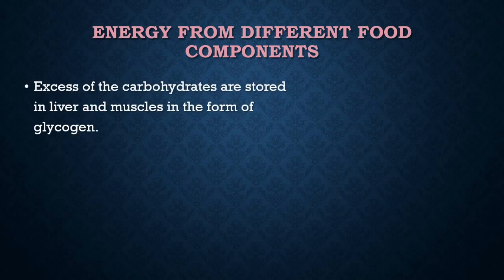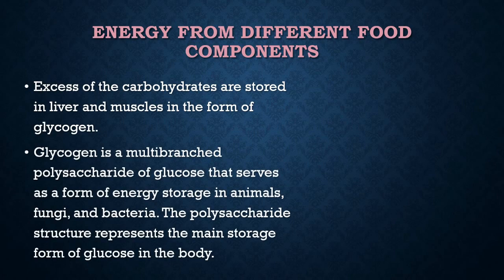The first one is, if there is an excess amount of carbohydrates, it will be stored in the liver and muscles in the form of glycogen. What is glycogen? It is a multi-branched polysaccharide made up of glucose. Poly means many. It is a polysaccharide of glucose that serves as a form of energy storage. This storage is found in animals, fungi as well as bacteria. The polysaccharide structure is the main storage form of glucose in the body.